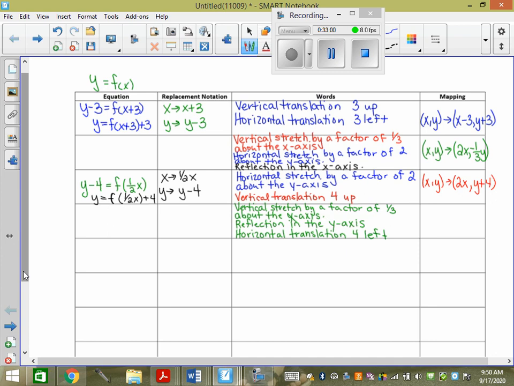Here I was given words, so I'm going to do mapping right away. Vertical stretch by a factor of a third about the x-axis, reflection in the y-axis, horizontal translation 4 left. So these two affect the x. This one affects the y, right? So I'm going to have x, y. If it's a reflection in the y-axis, I actually get a negative x. I need to move it 4 left, so I'm going to subtract 4 from it. And then my y, I'm going to multiply by a third.